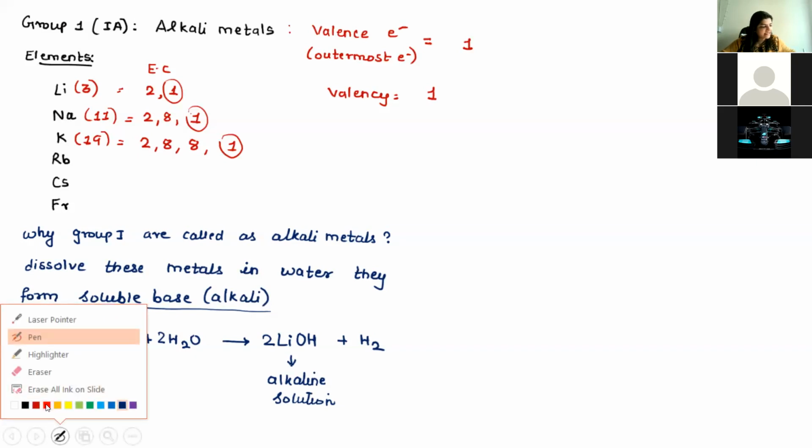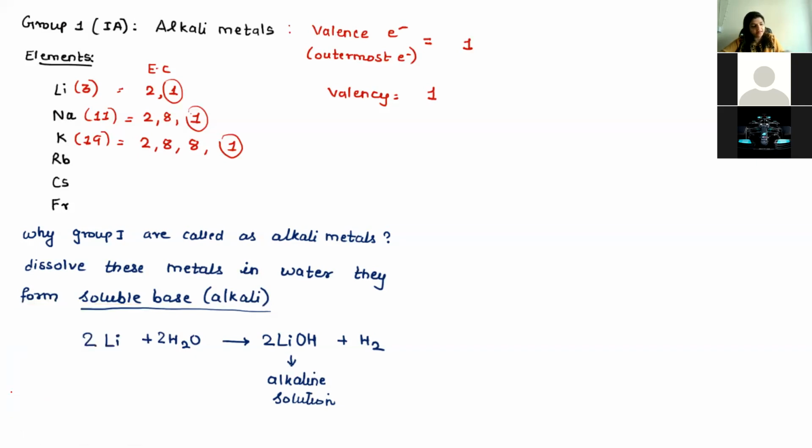Now, what are the characteristics of these alkali metals? I'm going to write characteristics over here with red. Valence electron and valency are already written, but I'll write them again. So what are the characteristics?